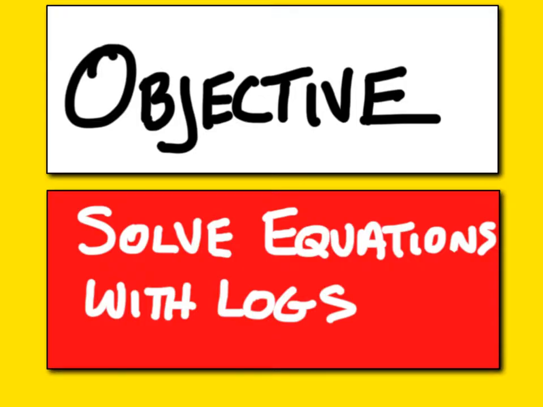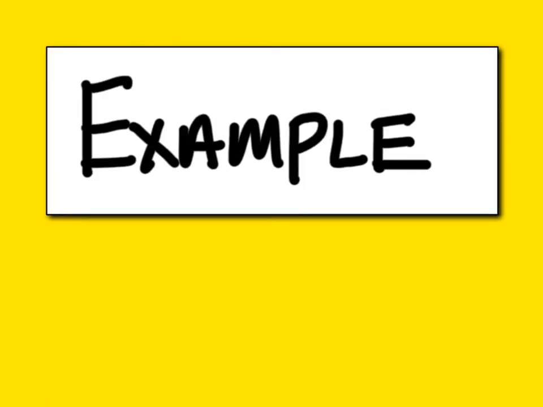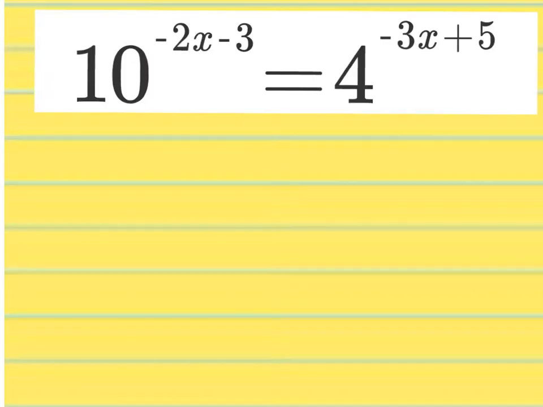Same objective, just a little bit different equations. Still going to solve equations with logs. Here's the first one. You have 10 to the negative 2x minus 3 power equals 4 to the negative 3x plus 5 power.